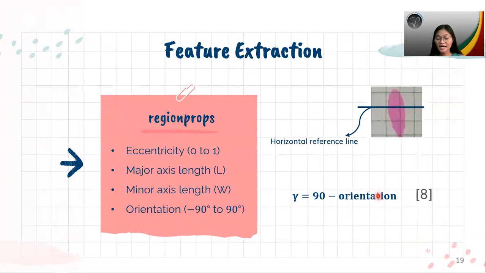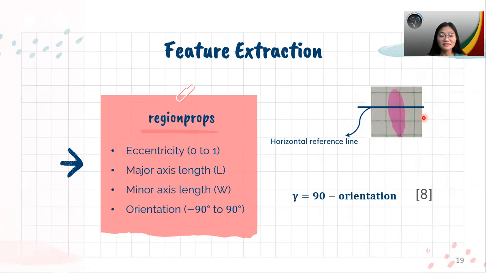Now, after processing, I extracted the following features using regionprops. These will be useful in understanding the relationship of the formed stain with the impact conditions. An eccentricity of 0 means that the region is circular. Now, this usually forms at perpendicular impacts. An eccentricity of 1 means that the region looks more like a line. The major axis length L is just the length of the parent body of the stain, while the minor axis length W is just the width of the parent body. The orientation describes the angle the major axis of the stain makes with a horizontal reference line.